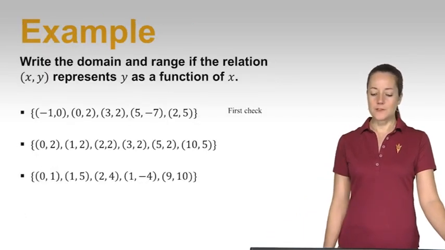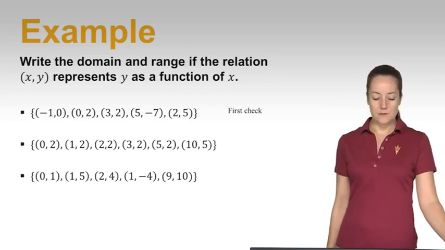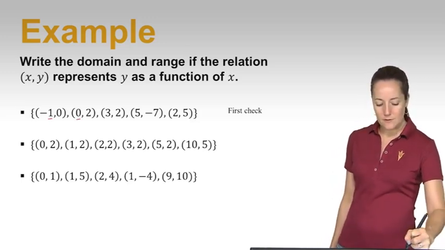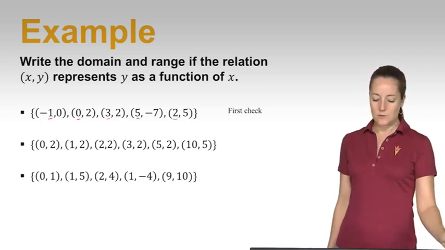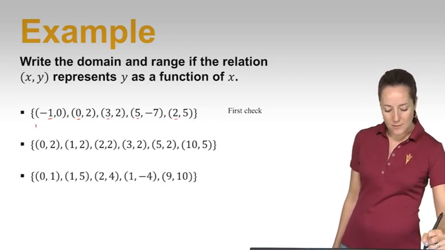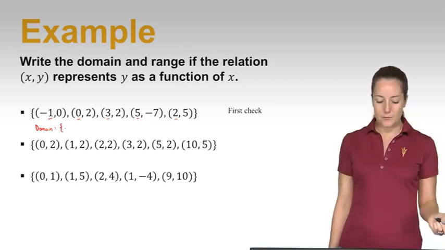So suppose we want to write the domain and range for the following relations where we have x-y pairs where y is a function of x. Looking at this first example here, the domain is the set of all the input values or x values. So I have -1, 0, 3, 5, and 2. So I can say that the domain is the set of those 5 numbers.